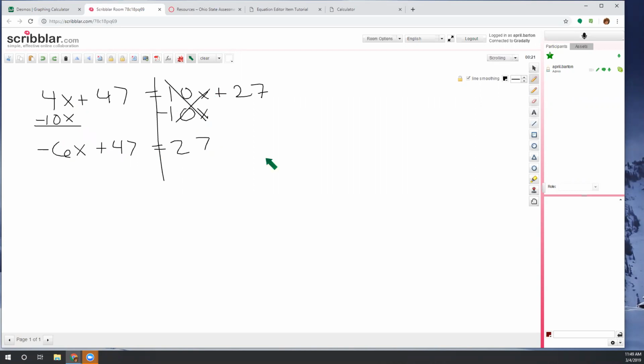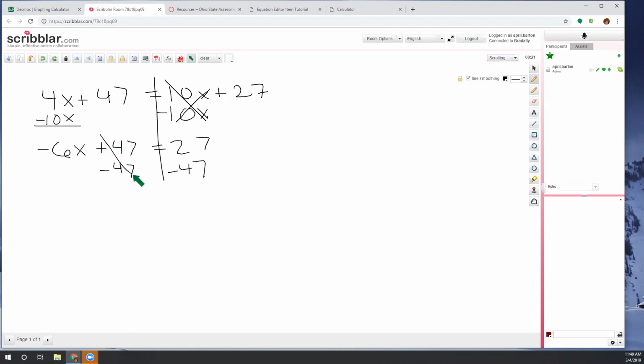So now we have just one variable, which is one of our goals. We want to get down to just one variable. But we still have to get all the rest of the numbers over. We don't want x to have any numbers with it. So we have that -6, we have the 47. Now we just do our normal opposites with the numbers. So what opposite would you normally do right now? Well, I would assume that the next step would be to minus the 47 from the 27.